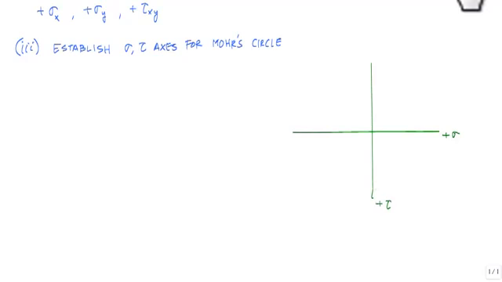And the reason I like to do this is so that when I rotate a Mohr's circle counterclockwise or clockwise, it's the same as on the stress element. So if I rotate counterclockwise in Mohr's circle, then I'm going to rotate counterclockwise on my stress element.